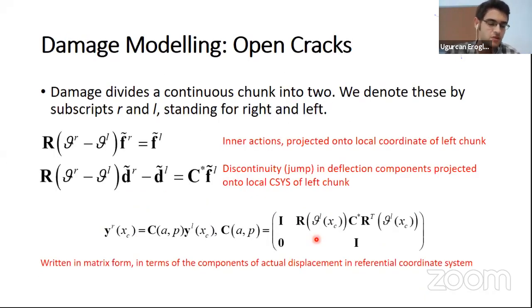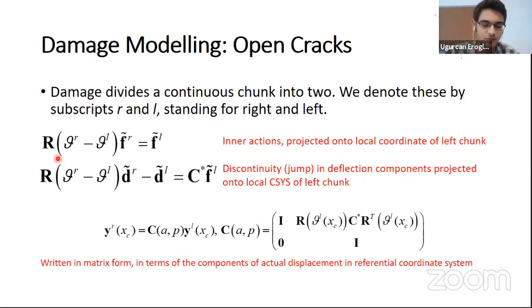To model damages, we use spring analogy. We assume the crack is open all the times, which can be debated, of course. We use spring analogy to examine the effects of damages on global behavior. With this model, the interactions, as you may see in here, are equal to each other at crack section, of course, after suitable projection. But there will be a jump in deflection components. There will be, say, a relative strain, you may say, a relative deflection, you may say.